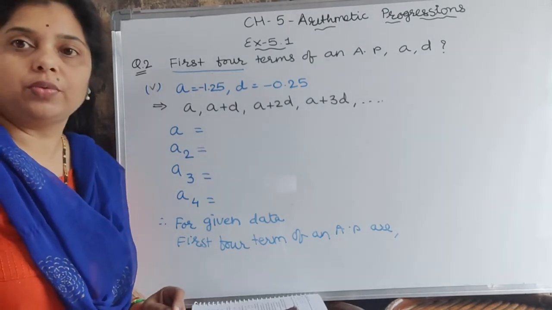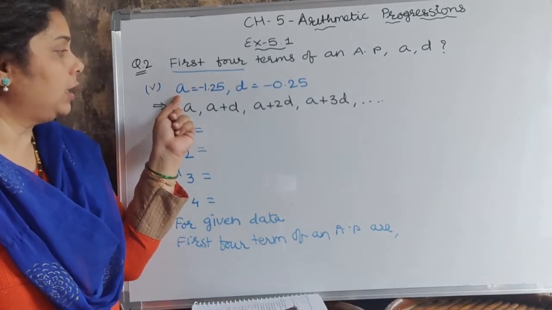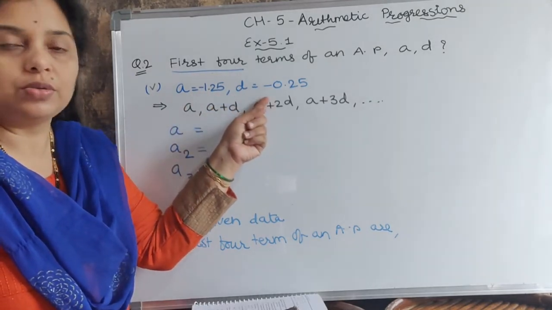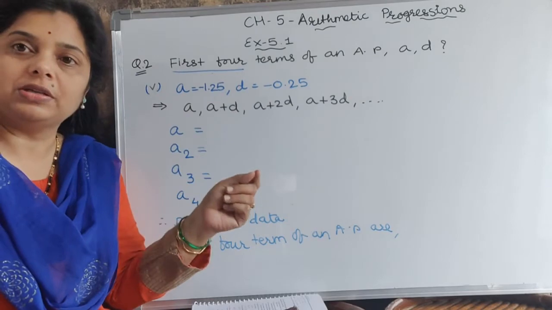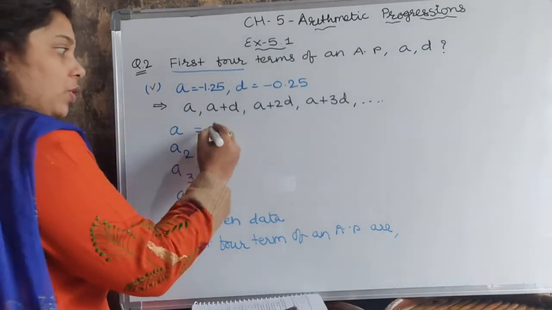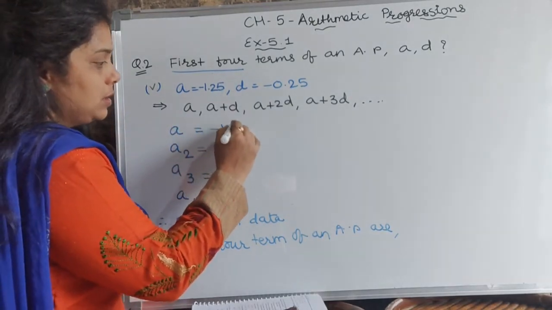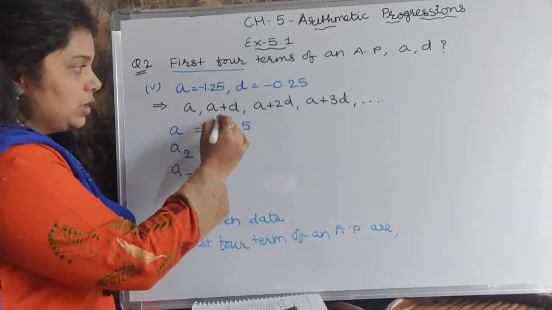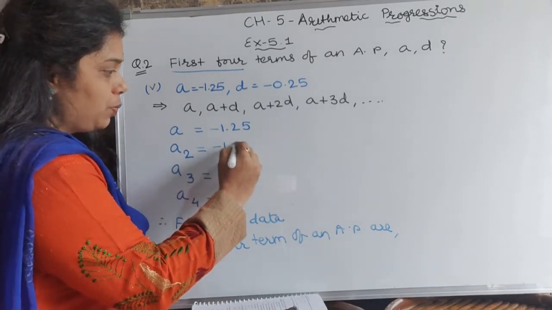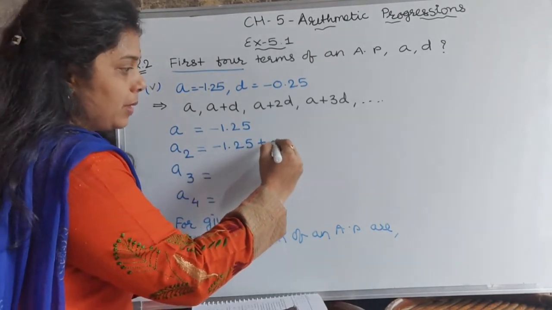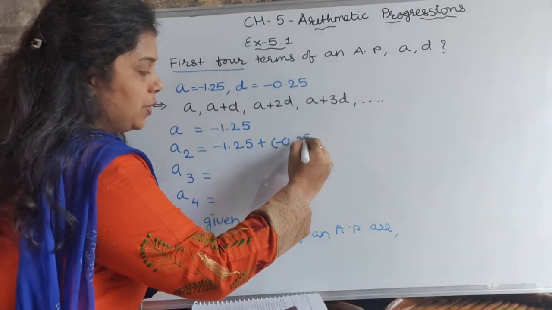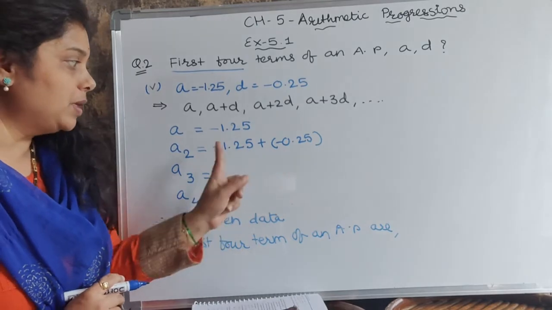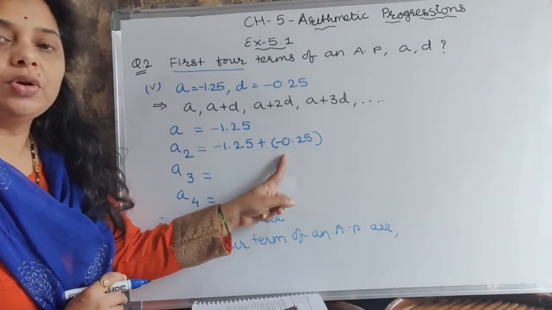Now the last sum for question 2. A is equal to minus 1.25 and D is equal to minus 0.25. So both the figures are negative in this case. So what we have to do again, as it is, A is equal to minus 1.25, A2 is equal to A plus D. So minus 1.25 plus minus 0.25. So here it is plus minus minus again. It means both are minus, so you have to do addition.